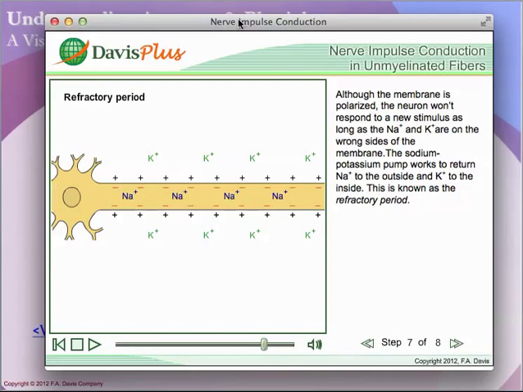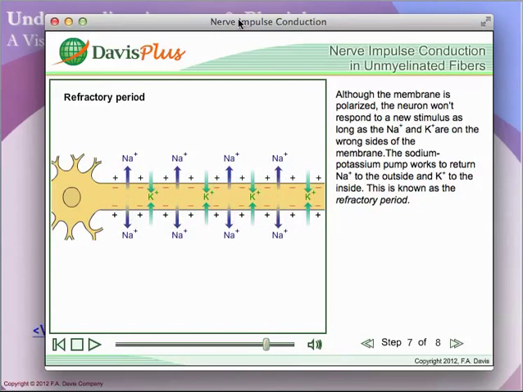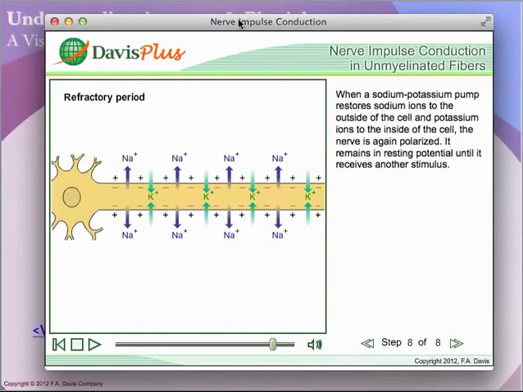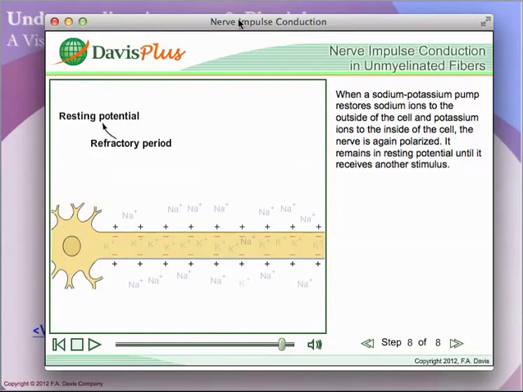The sodium-potassium pump works to return sodium to the outside and potassium to the inside. This is known as the refractory period. When the sodium-potassium pump restores sodium ions to the outside of the cell and potassium ions to the inside of the cell, the nerve is again polarized. It remains in resting potential until it receives another stimulus.